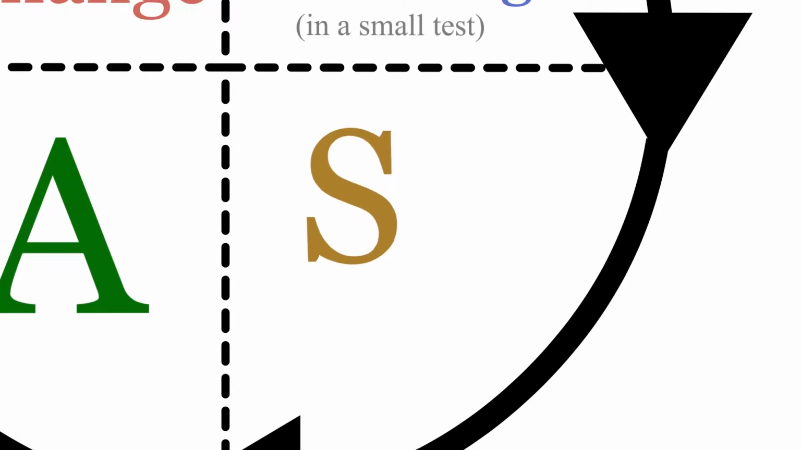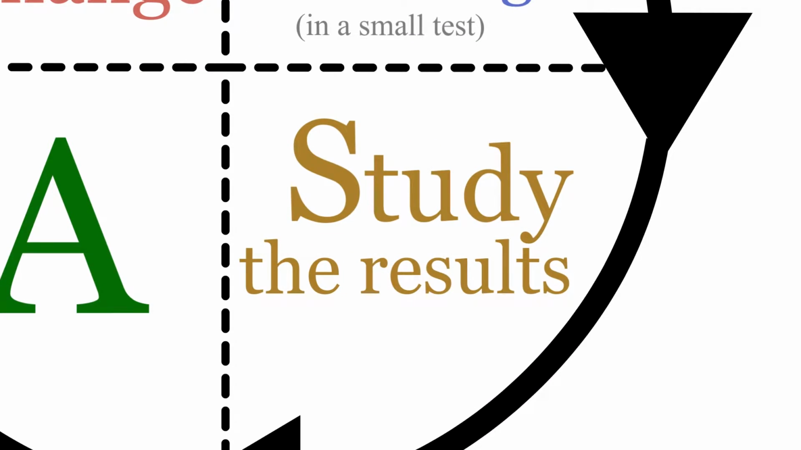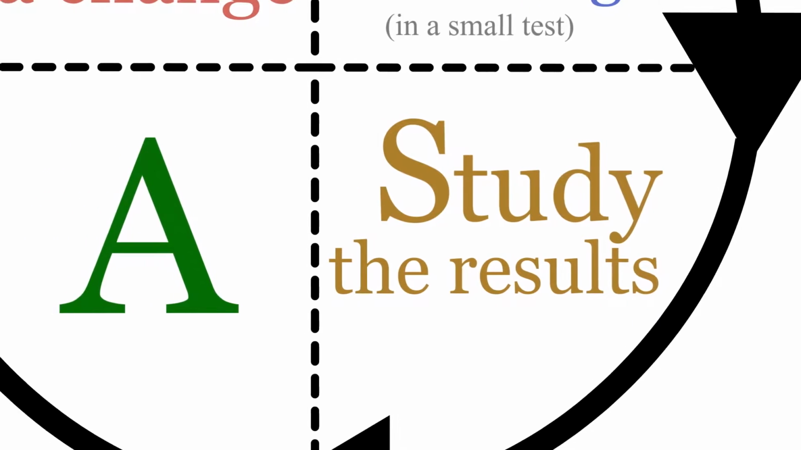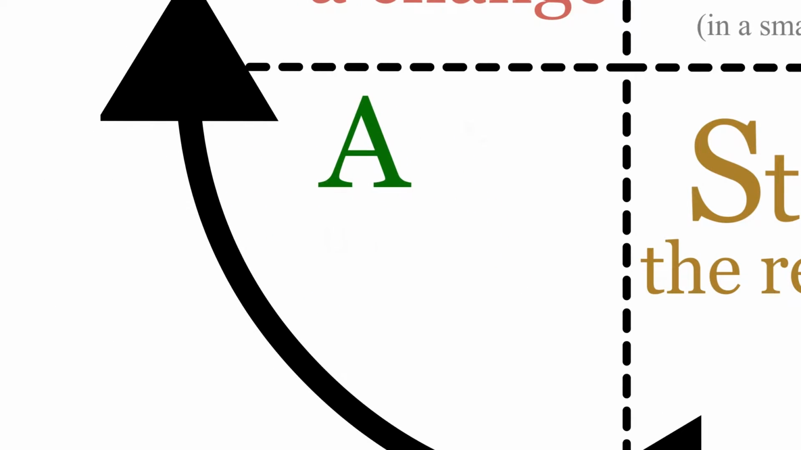Third, you study the results. The S in PDSA stands for study. You examine both the quantitative data contained in your annotated run chart and the qualitative data that comes from your own hands-on experience. Finally, you act upon what you find.